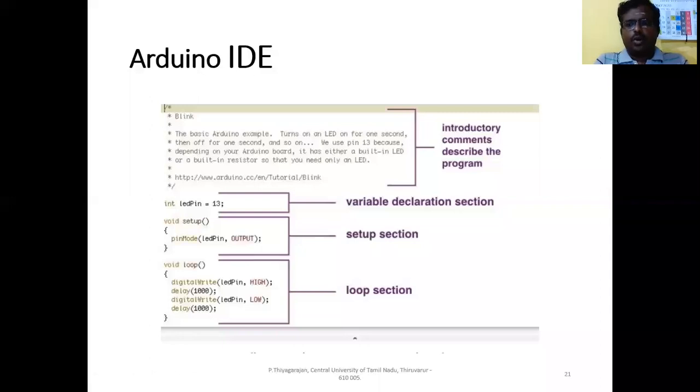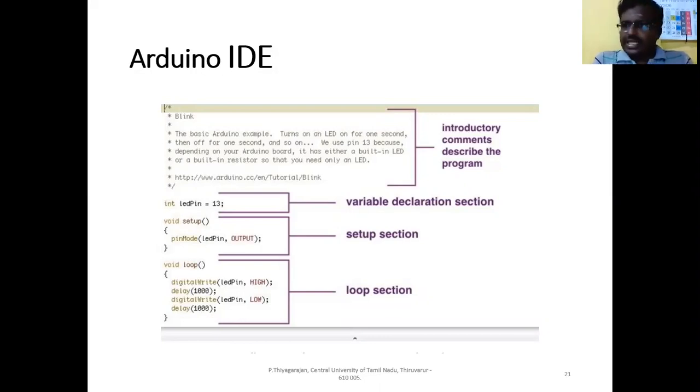To code the microcontroller, we need an IDE. One such is the Arduino IDE, and this is a sample code that will be injected into the microcontroller. It's a sample code, I said. So I have divided this code into 4 segments, and the first segment is nothing but the general comment.